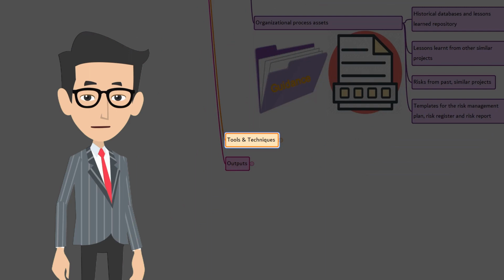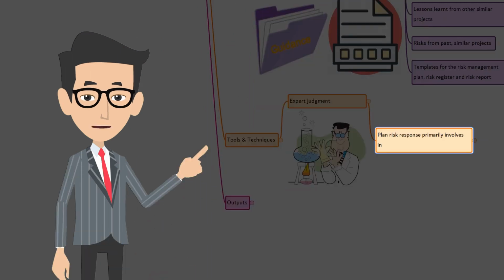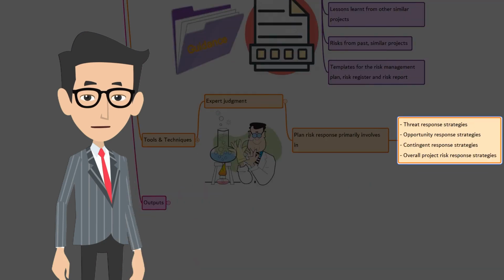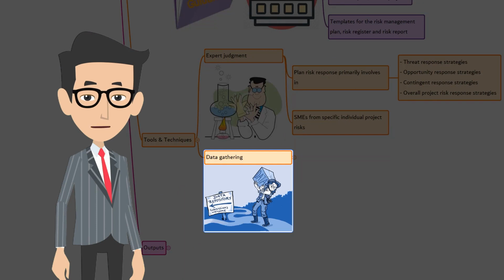Now, tools and techniques. First, expert judgment. Planned risk response primarily involves threat response strategies, opportunity response strategies, contingent response strategies, and overall project risk response strategies. So, subject matter expertise relevant to the specified individual project risk and planned risk response strategies becomes part of the SME pool. Second is interviews and data gathering.